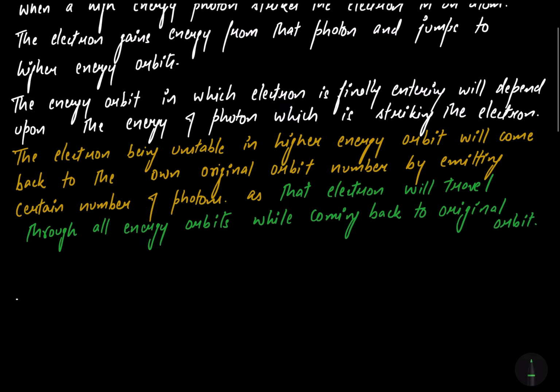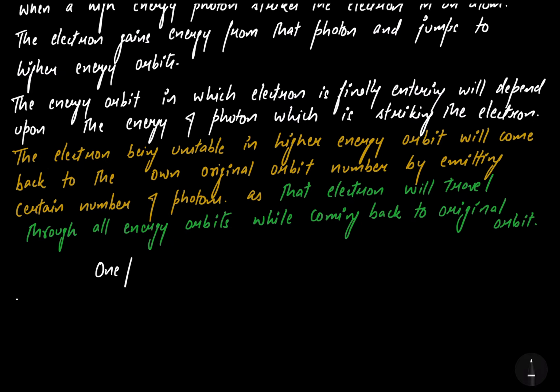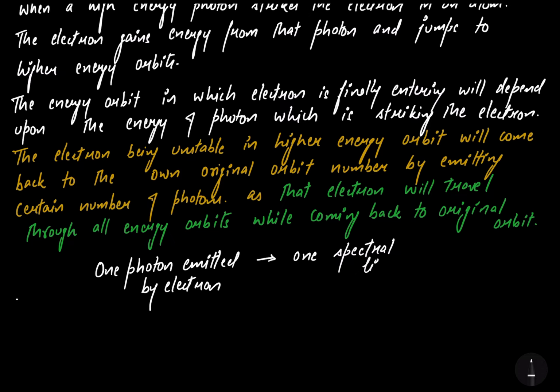Now, one photon emitted by the electron will form one spectral line. So your main motive is to evaluate the number of photons emitted. So you will get the number of spectral lines formed, because one photon emitted forms only one spectral line.